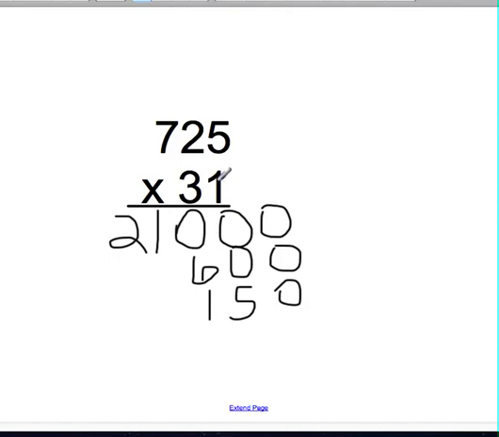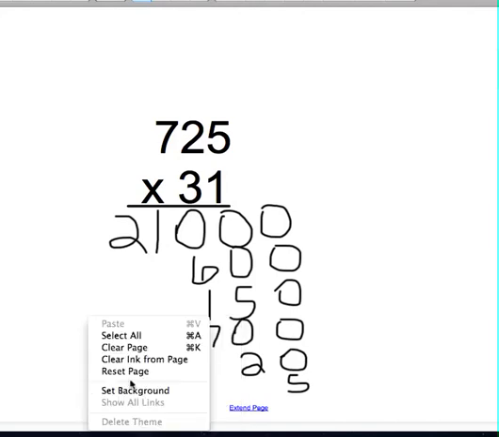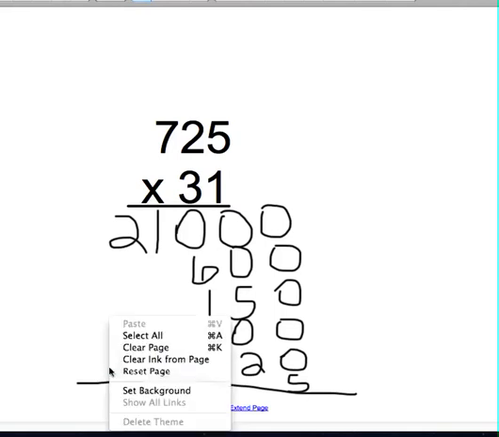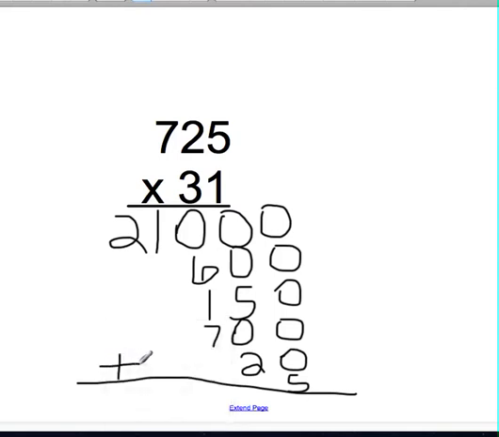Now we're going to do 1 times 700 is 700. 1 times 20 is 20. And 1 times 5 is 5. I'm running into problems here, so I'm going to do my answer up here.